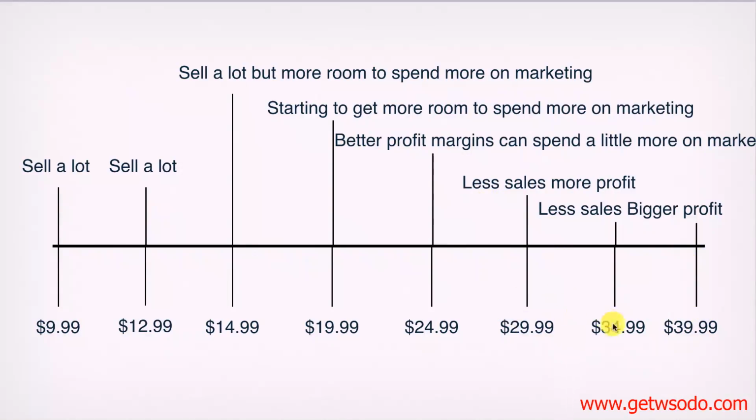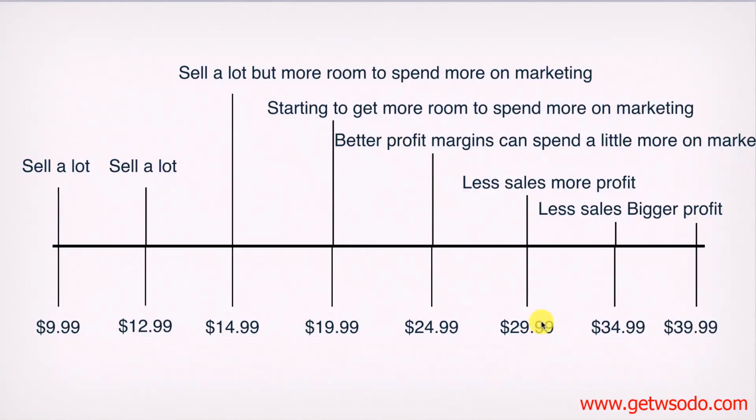But then when you start to get like 30, 40, 39, you can sell less and make more profit. This is really kind of where you want to be in the end game. You want to be making more profits and selling less. So let's say for $30, I'm selling my product. Let's say I'm paying $8, $9 for my product to get it sent out.